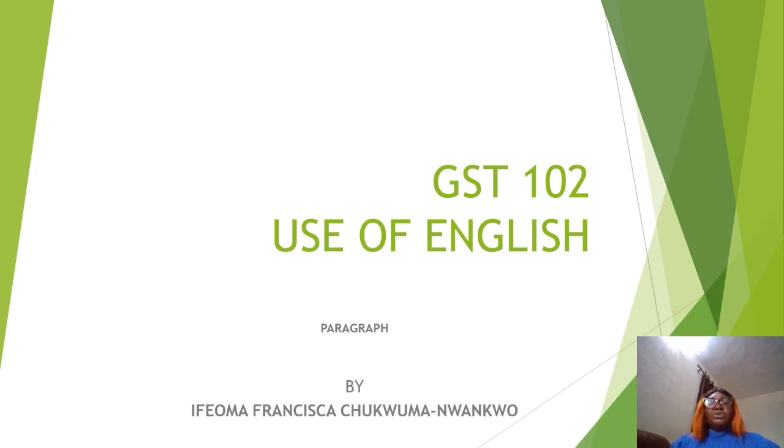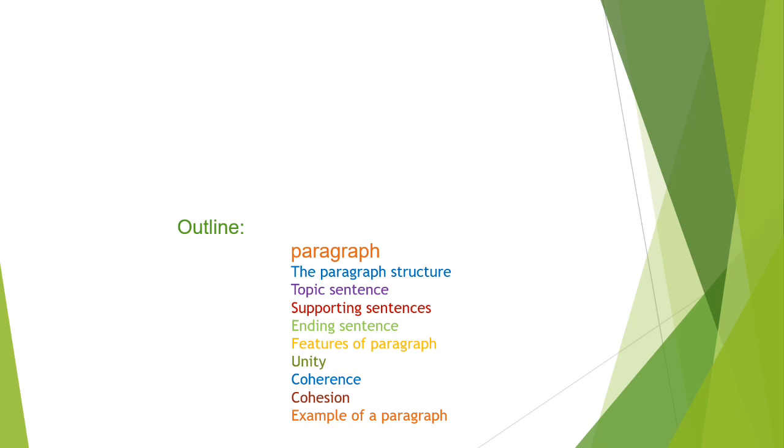Today, I shall be taking you through a university course, GST 102, Use of English. And our topic today is paragraph. These are the outline: paragraph, the paragraph structure, which comprises the topic sentence, supporting sentences, and ending sentence. Then the features of paragraph, which also involve unity, coherence, and cohesion. Finally, example of a paragraph.